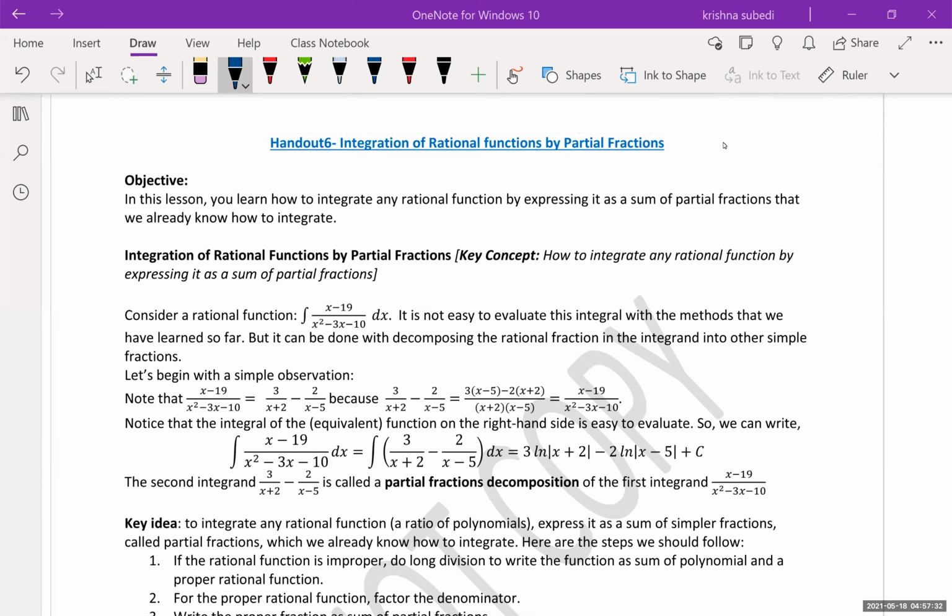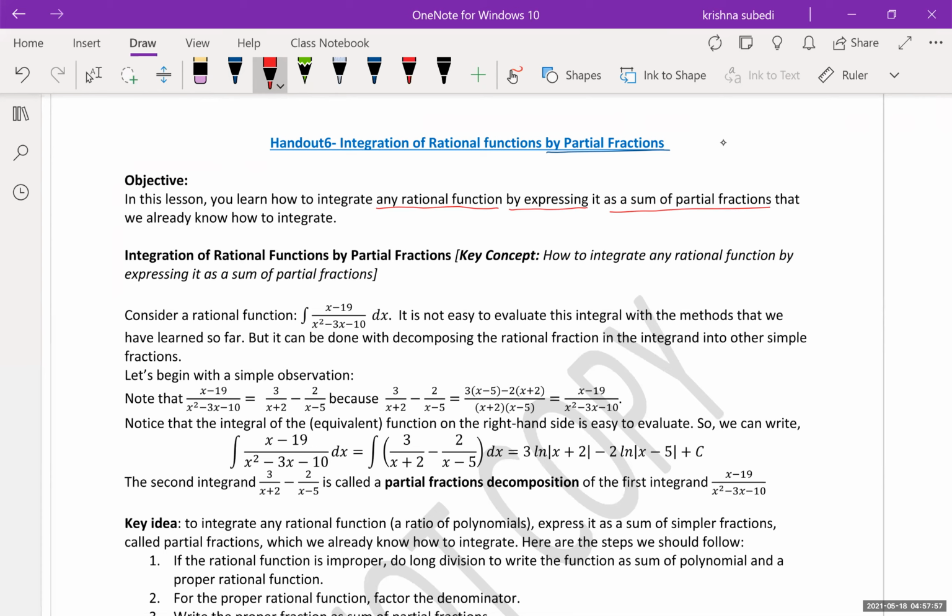So today we'll focus our attention on integration of rational function by partial fraction. Okay, integration of rational function by partial fraction. So the goal is this: at the end of the lesson, you will be able to integrate any rational functions by expressing it as a sum of partial fractions that we already know how to integrate.